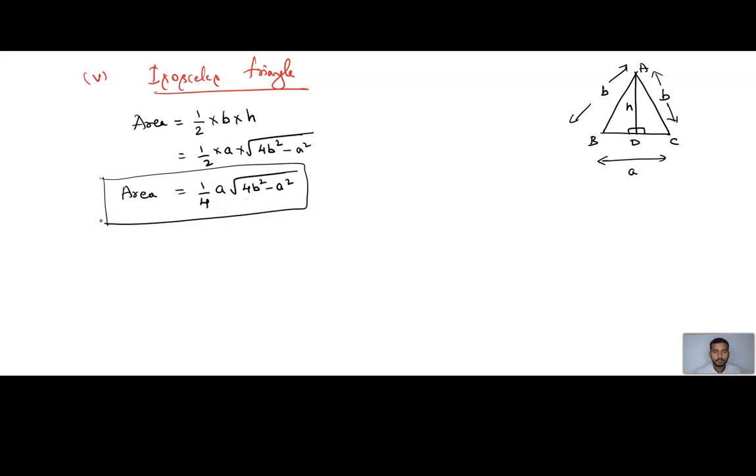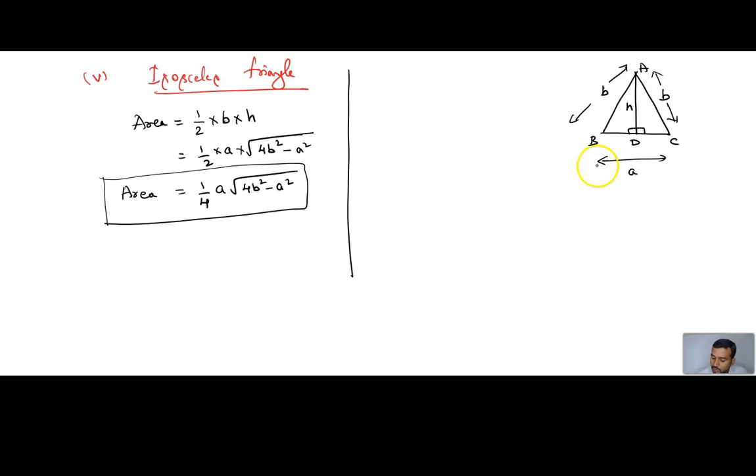Any doubts? If you have any confusion with this part? Yes, of course, I know very well. You may have a doubt with the formula of H, that is height. How did we get this value of H as root of 4B square minus A square? Right, children? No problem. I'll just derive this. You can see here, it's very simple. Now, how to find this H?